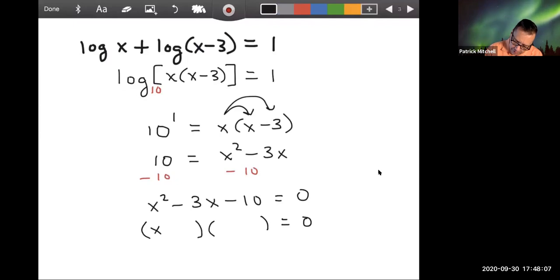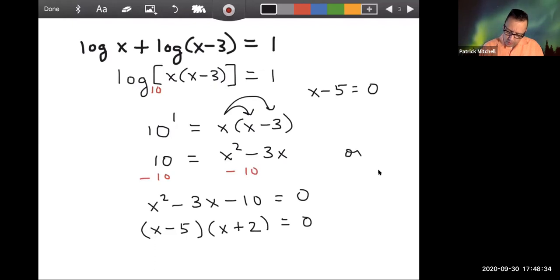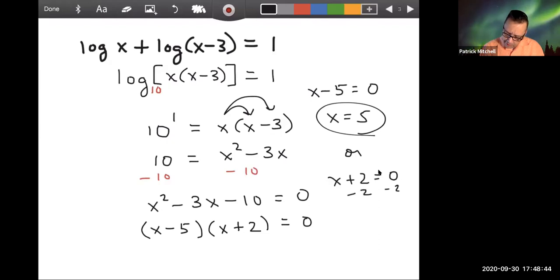So in order to factor that, I have to come up with two numbers that add up to -3 and multiply to -10. So those two numbers would be -5 and +2, wouldn't they? All right. So of course, if x minus 5 times x plus 2 is 0, that must mean that either x minus 5 is 0 or x plus 2 is 0. If x minus 5 is 0, that means x is 5. And if x plus 2 is 0, that means x is -2.